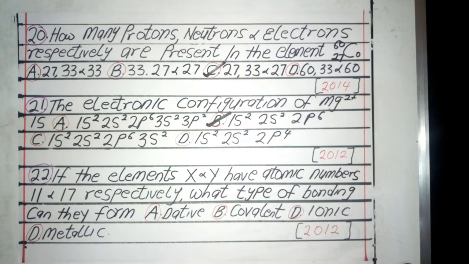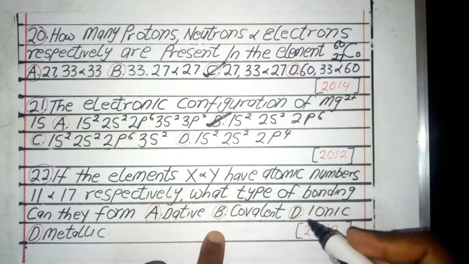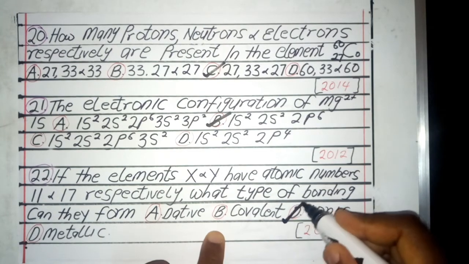Because sodium wants to get rid of this electron, and chlorine wants to accept it, they form an ionic bond. So the answer is D.